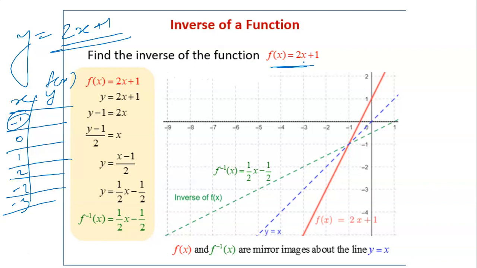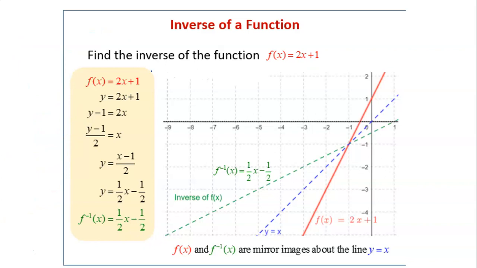Suppose I substitute the value of x as -1. I will get 2 into -1 plus 1, -2 plus 1 is -1. For 0, 2 into 0 plus 1 is 1. I substitute the value of x as 1, then 2 into 1 is 2, 2 plus 1 is 3. Like that, right? Now, if I plot the graph, I'll be getting this as the graph. This red line is my actual graph.